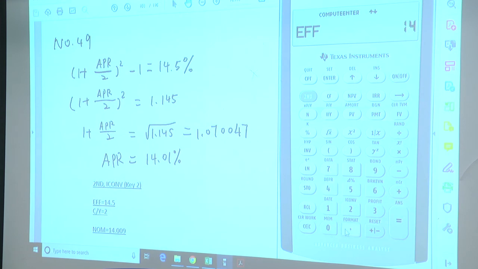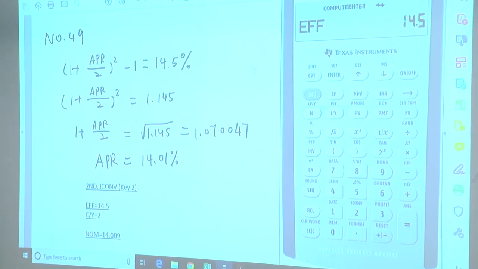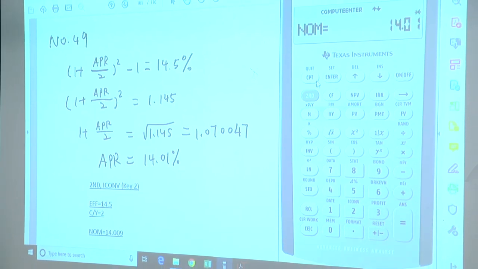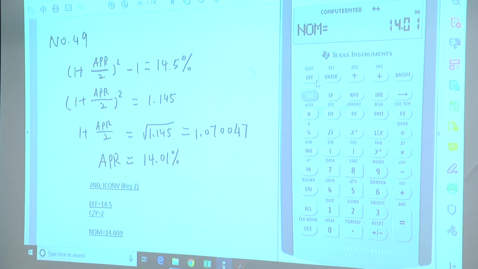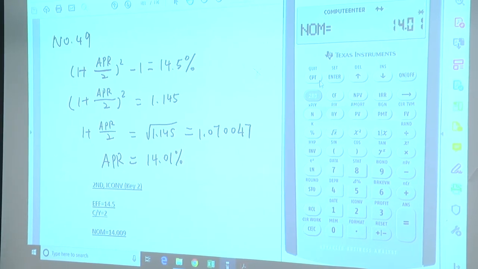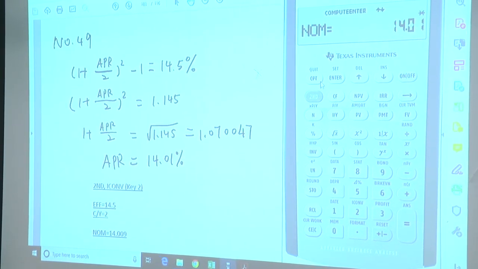Effective, which is 14.5. You press 14.5. You don't press equal here. You press what? Enter, for the calculator to register this number. Frequency is 2. Then reach the nominal screen and press compute. When there's a little star, it says this number is being computed. If you don't clear your numbers, your last time's number is still there. So don't trust those numbers.